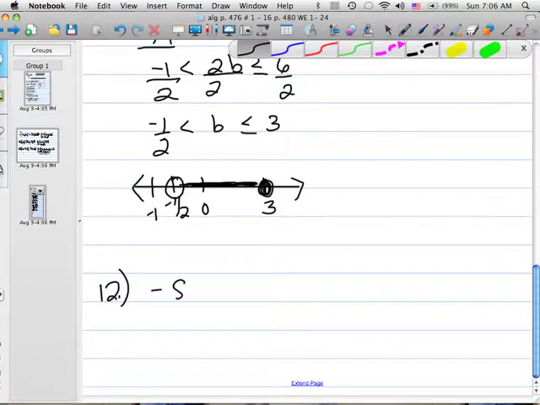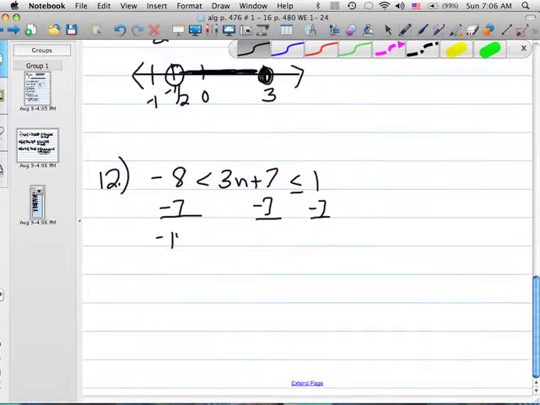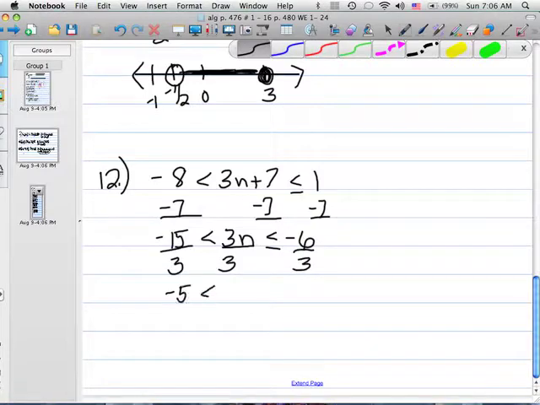Problem number 12, negative 8 is less than 3n plus 7, and 3n plus 7 is less than or equal to 1. Again, a two-step problem. We undo the addition first to get the n by itself in the middle. So we subtract 7. We get negative 15 is less than 3n is less than or equal to negative 6. Now we got to get the 3 out of there, so we're going to divide everything by 3. So we get negative 5 is less than n is less than or equal to negative 2.